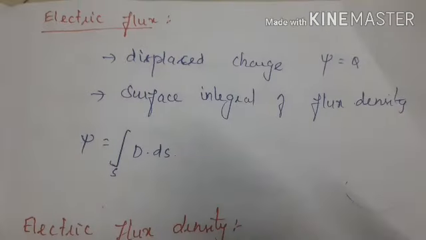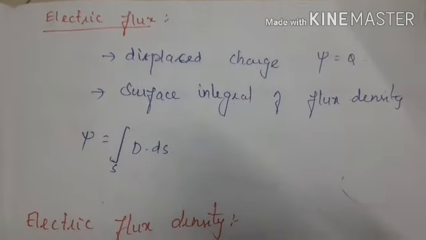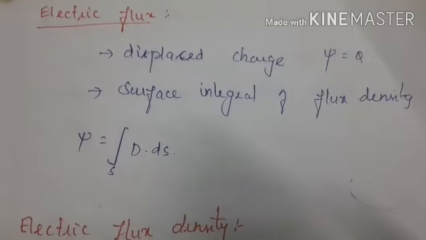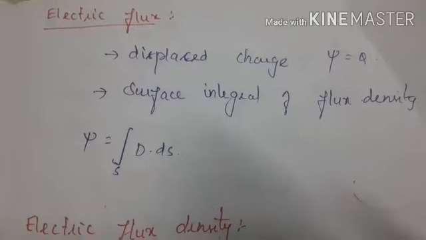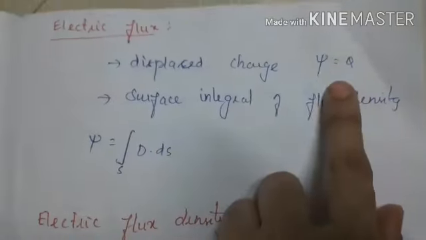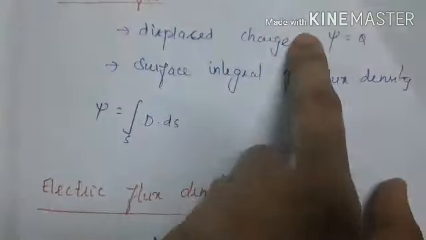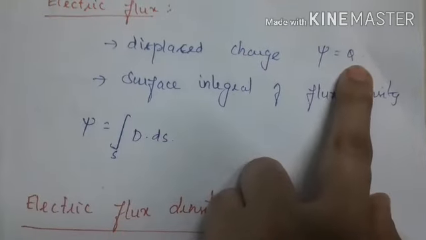Next topic is electric flux. What is meant by flux generally? It is a displaced charge. We can say the electric flux is defined as the displaced charge. This electric flux is represented by the symbol psi, and it is equal to the displaced charge. Generally the charge is represented by Q, right? So we can say psi is equal to Q.